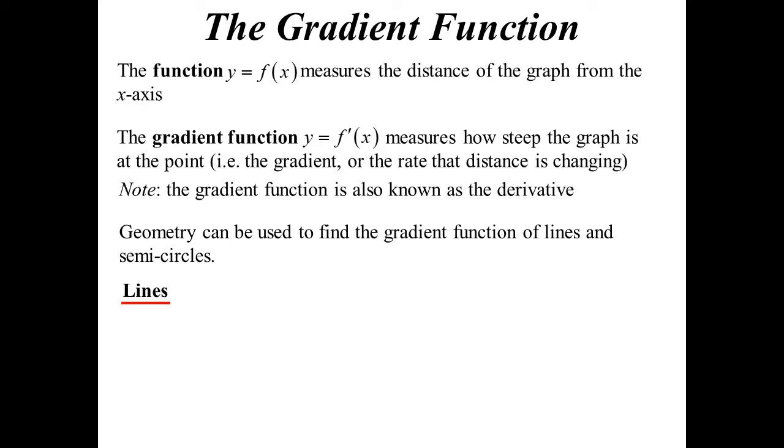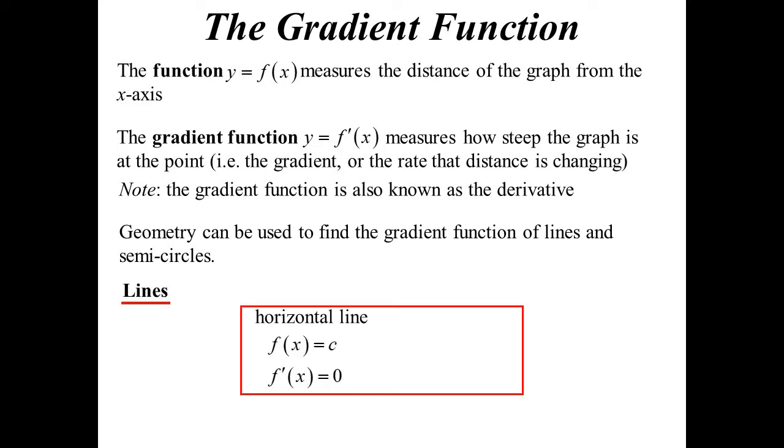So lines, a horizontal line would simply be f(x) equals a constant. If you think of the geometry of it, the slope of a horizontal line is 0. Therefore, the gradient function must always be 0. So that's using the geometry to get the answer. And if it's an oblique line at an angle, then it's going to be f(x) equals mx plus b, and we know the slope of a straight line is m, so therefore the gradient function is m. So straight lines, very easy.